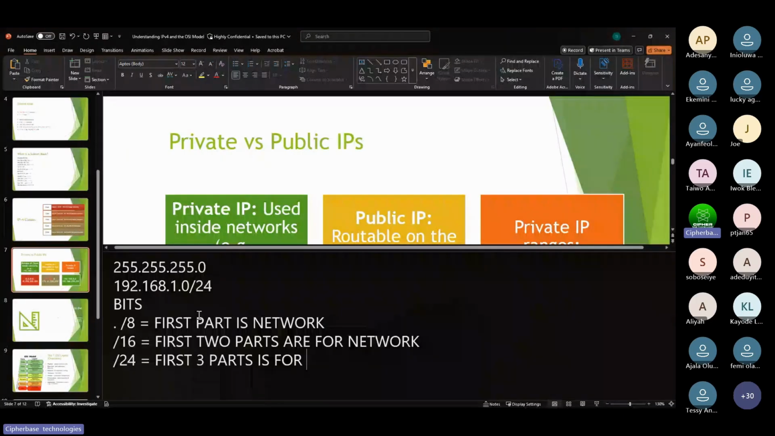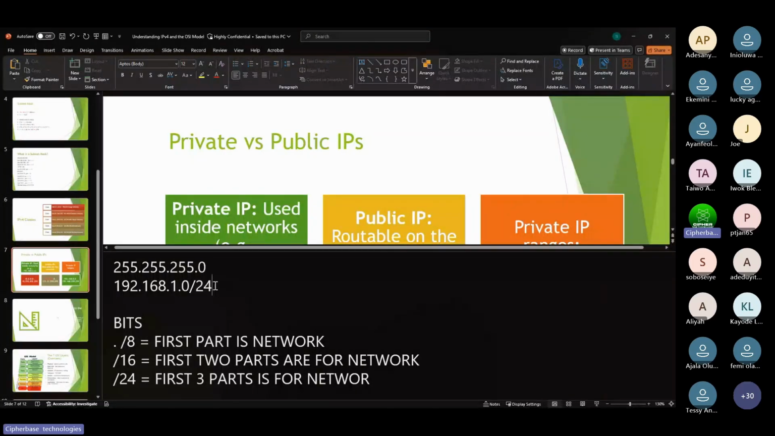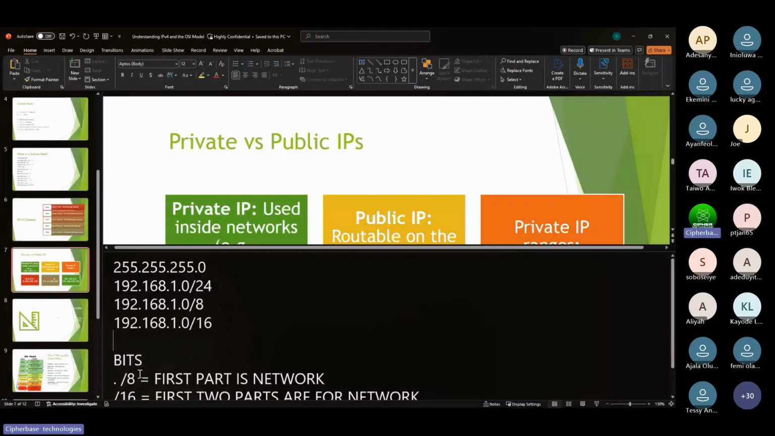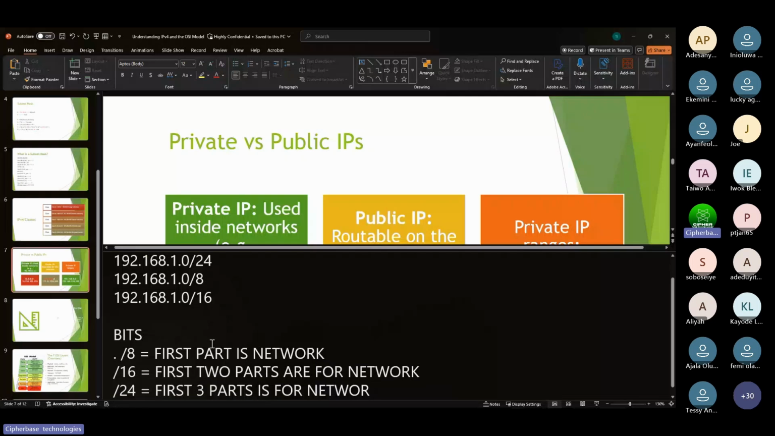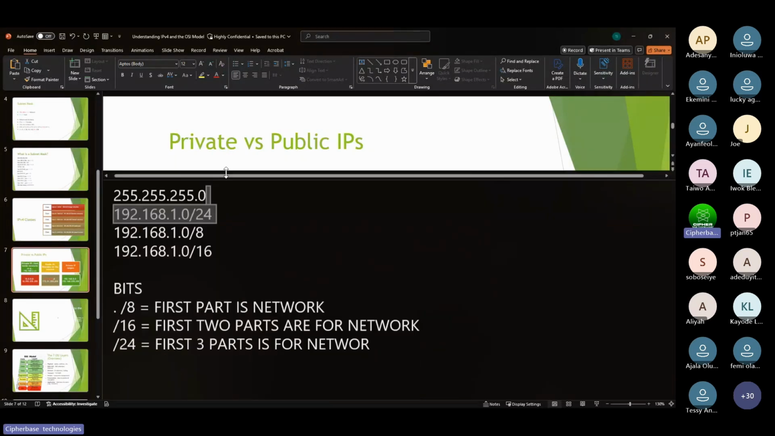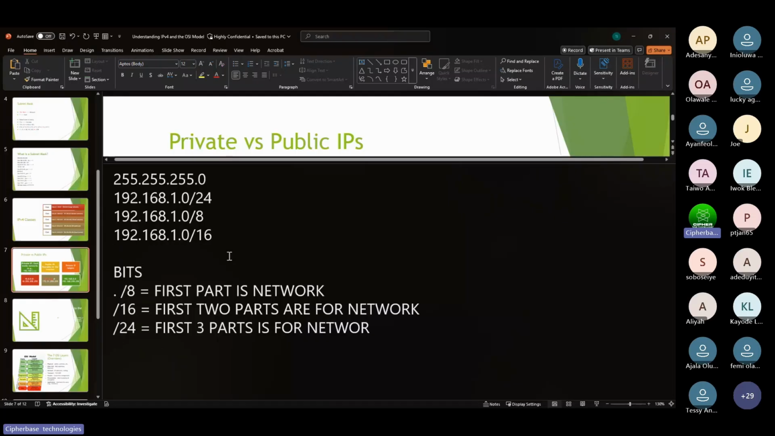That's why I'm just trying to put it like this, so you guys can understand very well. Sometimes you might see something like 192.168.1.0/24. You will know that the first 3 are for network. That is, these first 3 here are for network. Anywhere you see /24, that's simply what it means.